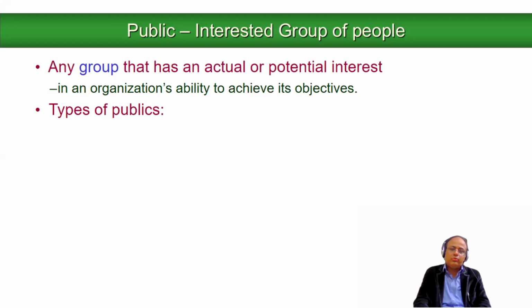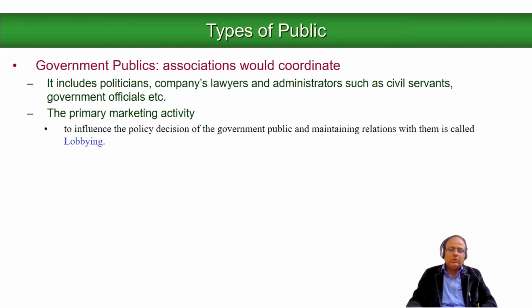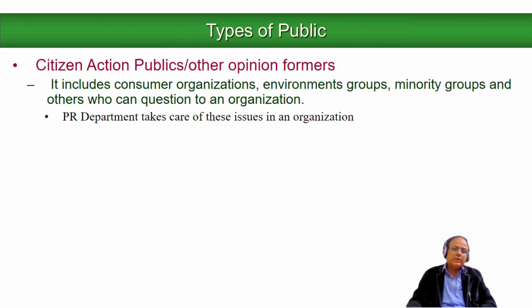Now, moving on to another component of the microenvironment, that is the public, who are an interested group of people, and they have an interest in the organization's ability to achieve its objectives. We have different types of public. We've got the financial public, the media public, the government public, and the primary marketing activity to influence the policy decisions of the government public and maintaining relations with them is called lobbying. We've got the citizen action public and other opinion formers. So the PR department takes care of these issues in the organization.